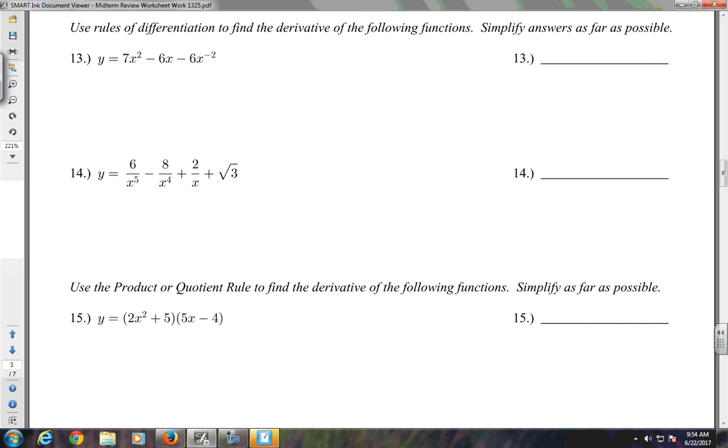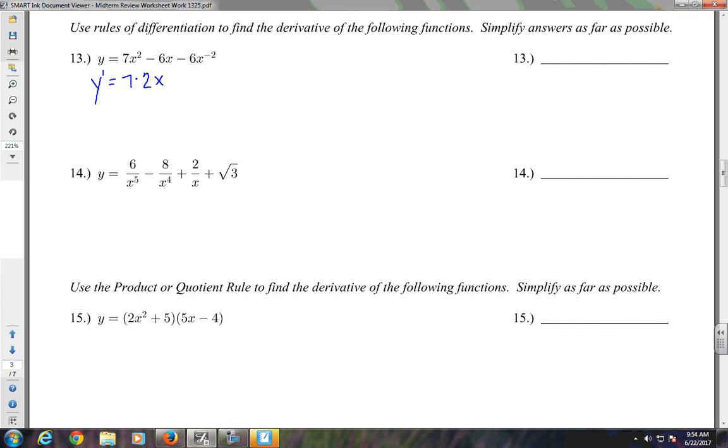Use rules of differentiation to find the derivative and then simplify as far as possible. On problem 13, we're going to differentiate term by term. So on the first term, we have a constant multiple 7, which always filters through to the derivative, and we're going to apply the power rule to x squared. So we bring the power down in front, we keep the base the same, and we decrease the exponent by 1. Previously it was 2, now it has an exponent of 1.